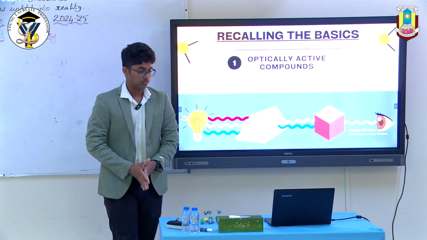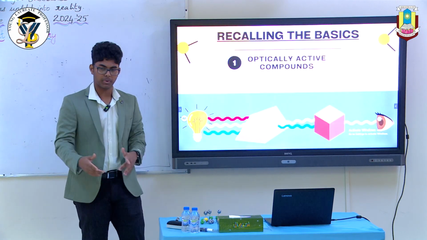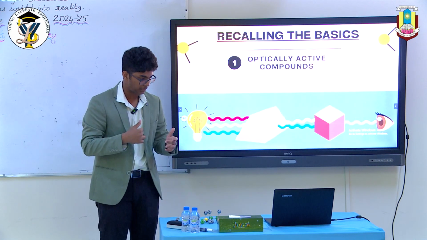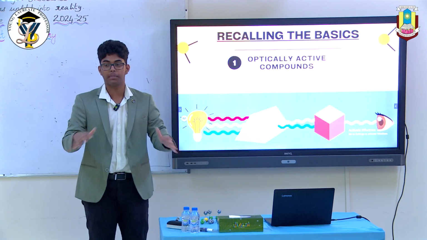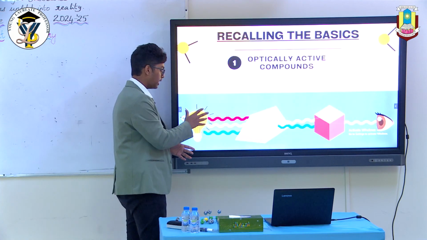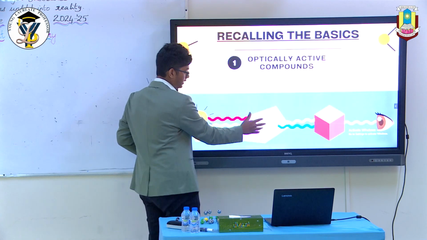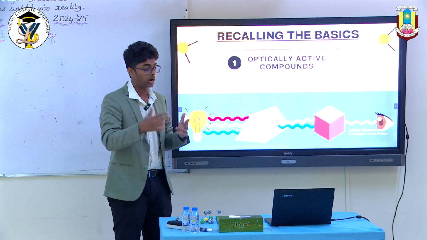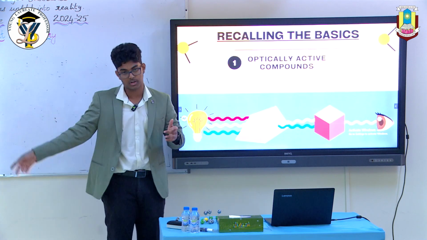Optically active compounds. So these are the type of compounds that have a tendency to rotate a plane of polarized light that passes through them. To have a deeper knowledge about this, scientists have conducted an experiment which involves a setup of an unpolarized light. This is something called a Nicol prism. A Nicol prism is the prism that is used to convert unpolarized light into a plane of polarized light.